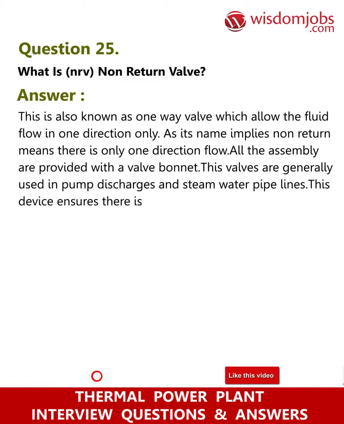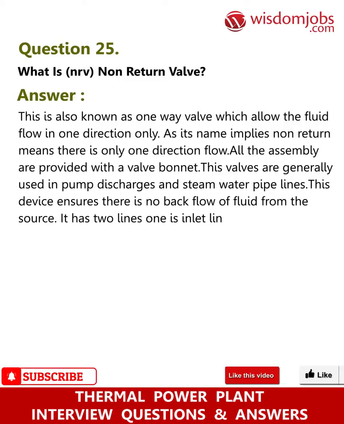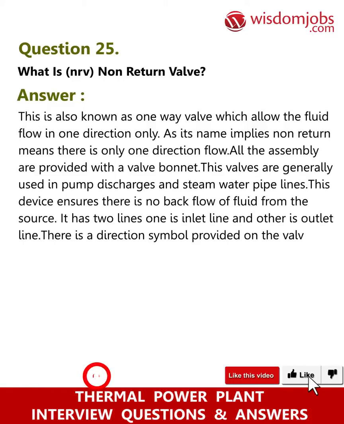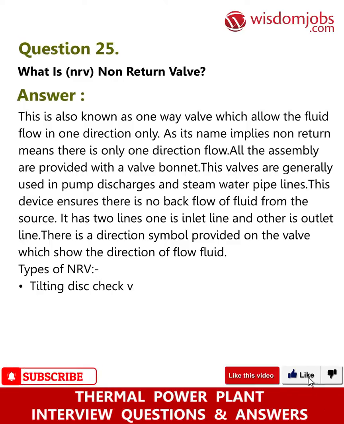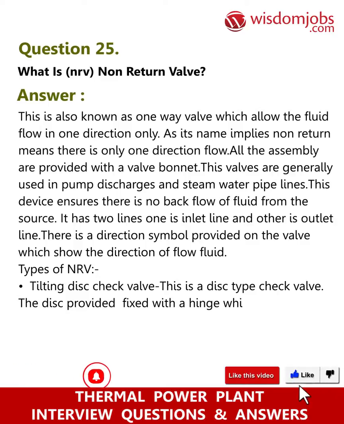This device ensures there is no backflow of fluid to the source. It has two lines, one is the inlet line and the other is the outlet line. There is a direction symbol provided on the valve which shows the direction of fluid flow. Types of NRV. Tilting disc check valve. This is a disc type check valve. The disc is fixed with a hinge which swings up and down.